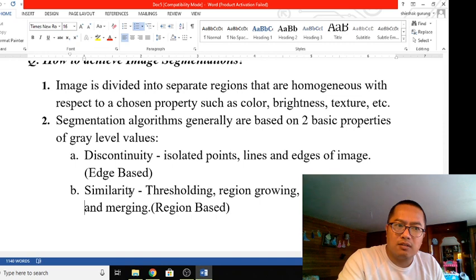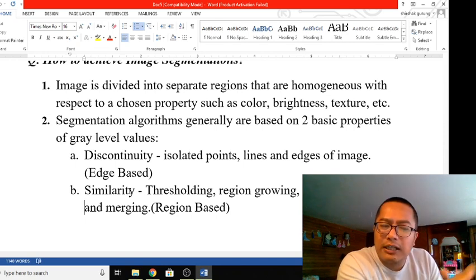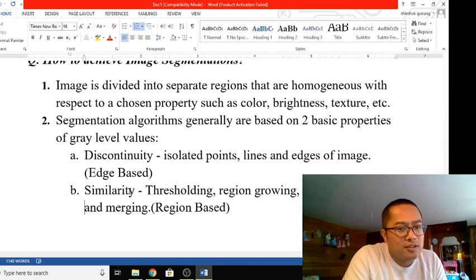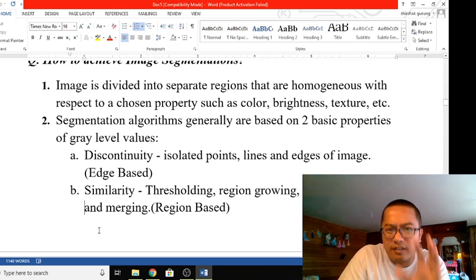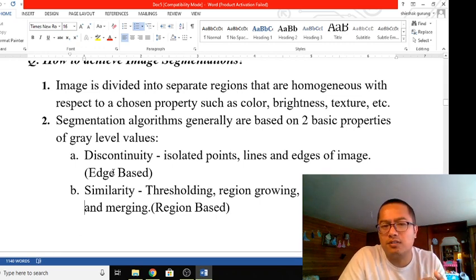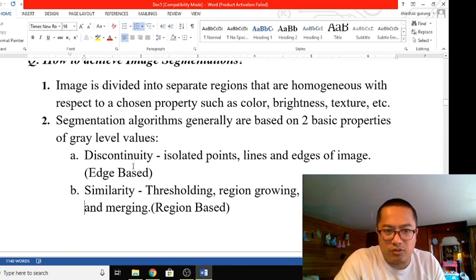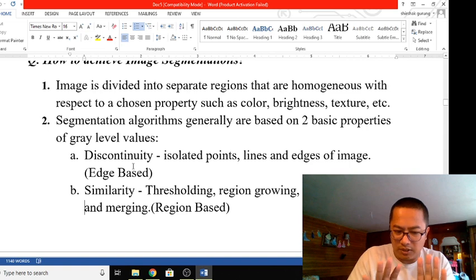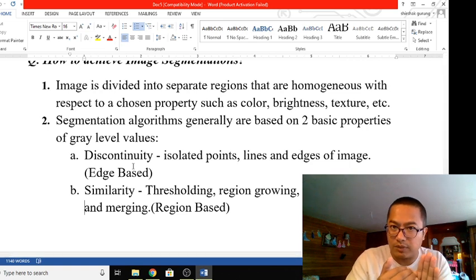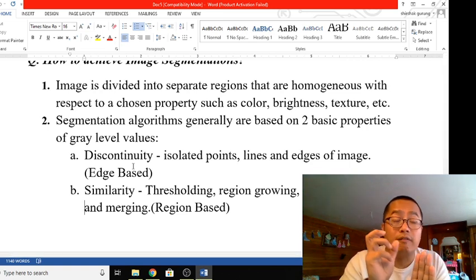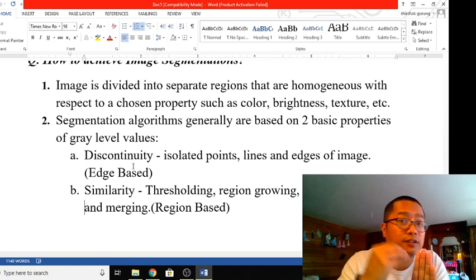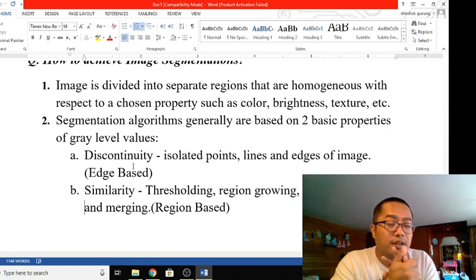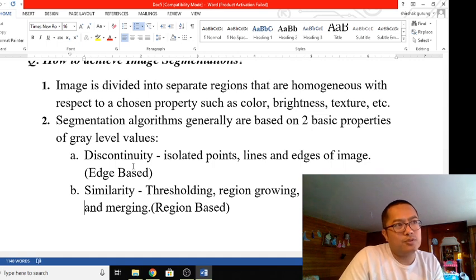The moment the pixel next to me is not like me, then it belongs to some other group. So similarity is more of a clustering approach, and discontinuity means finding changes, abrupt changes. So if there is a very abrupt change between any pixels in your image, there is a very high probability of finding a different object.